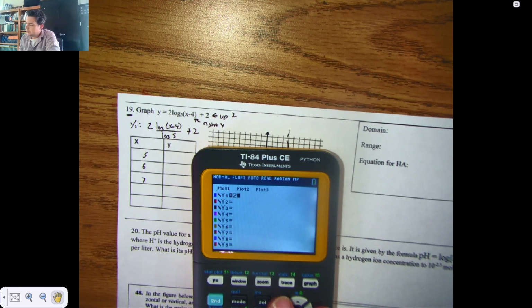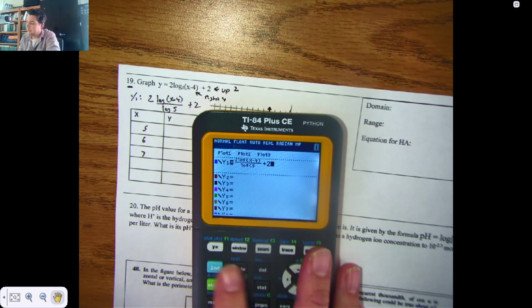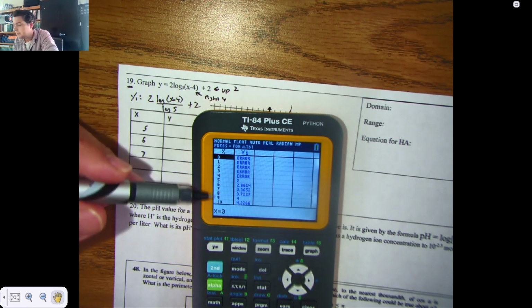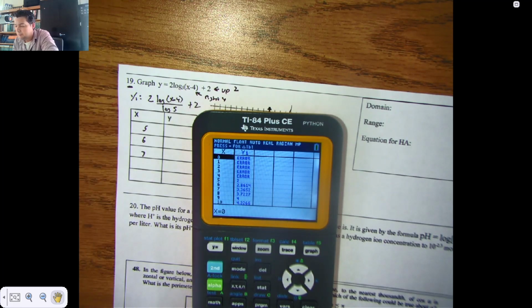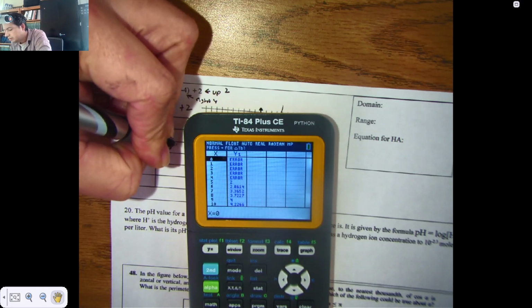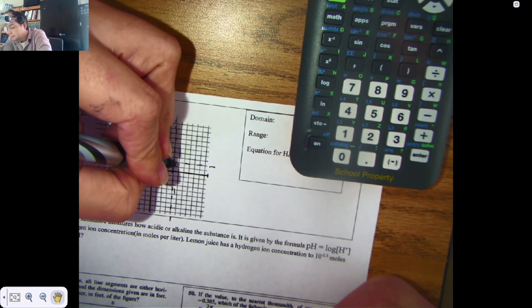Anyways, we got a 2. I need to just type this in: 2 log of x minus 4, over log of 5, add a 2. And I'm going to look at the table first. See, I told you it'd freak out at 4. There's actually some good values you can get, like you can use 9. But anyways, 5 is 2, 6 is 2.86, 7 is 3.36.